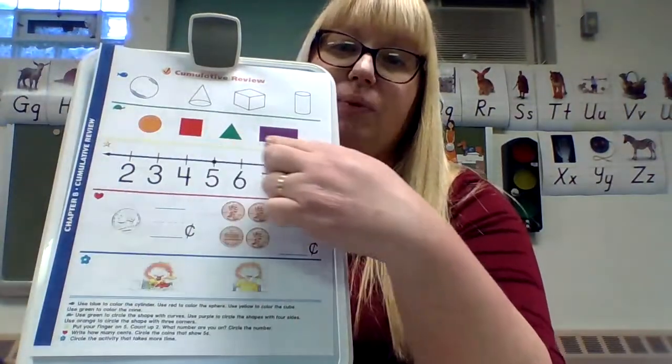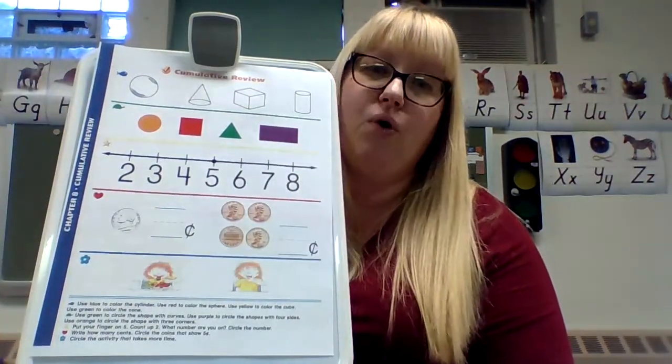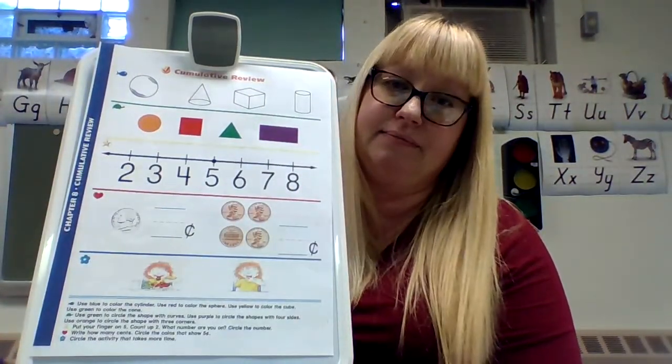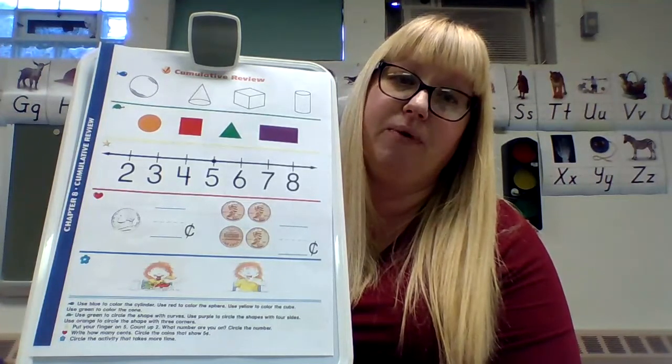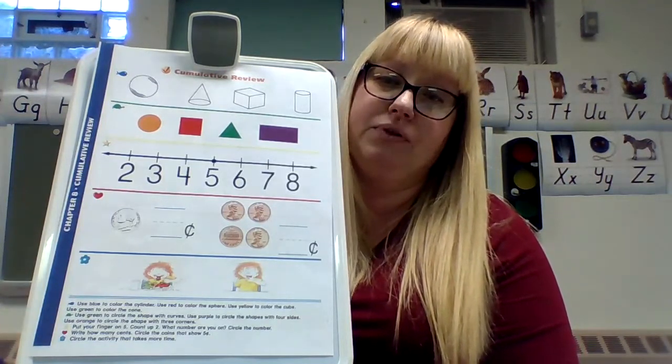I will read you directions for the purple. It says, use purple to circle the shapes with 4 sides. So look at these shapes. Which shapes have 4 sides? You're circling them with your purple crayon. Circle the shapes with 4 sides with your purple crayon.